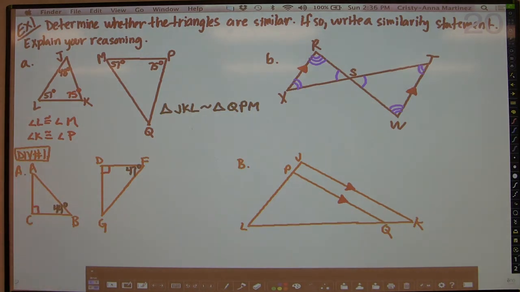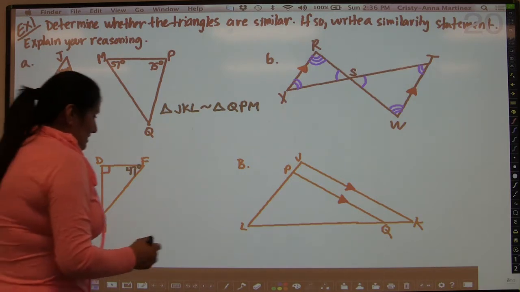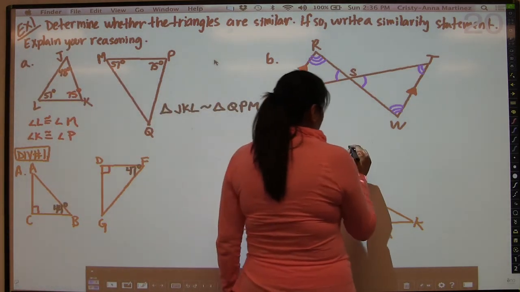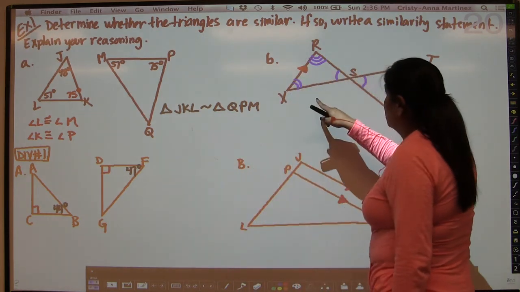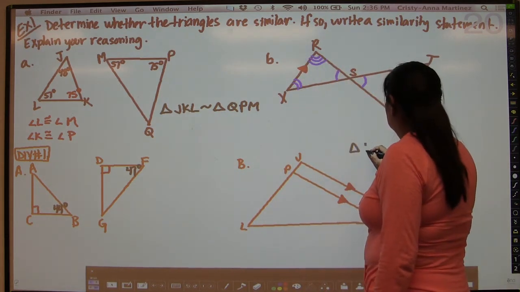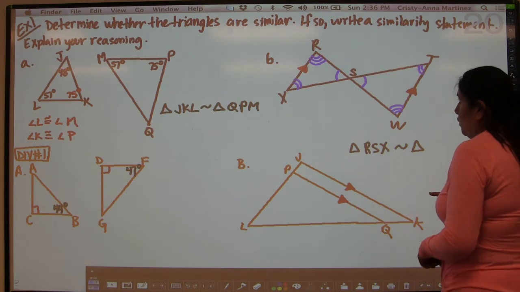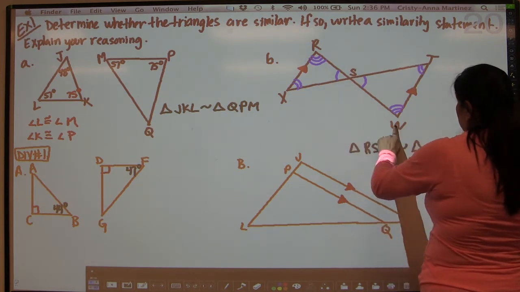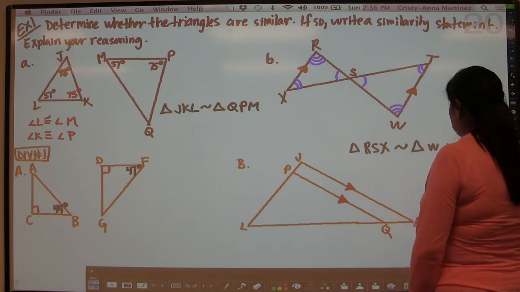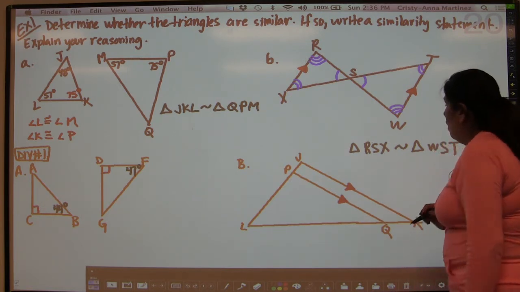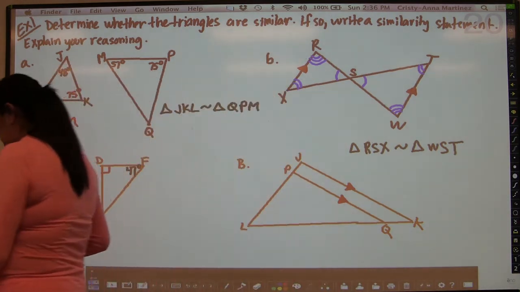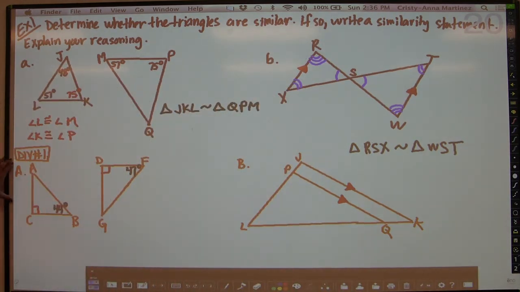And so by the angle-angle similarity theorem, the two triangles are in fact similar. To write our similarity statement, it doesn't matter what you call the first one, I can call it RSX, but the second one has to be in corresponding order. Since R corresponds with W, we're going to put W first, and then S in the middle, and T. So triangle RSX is similar to triangle WST. If you'll do it yourself on the bottom here, then we will move on.